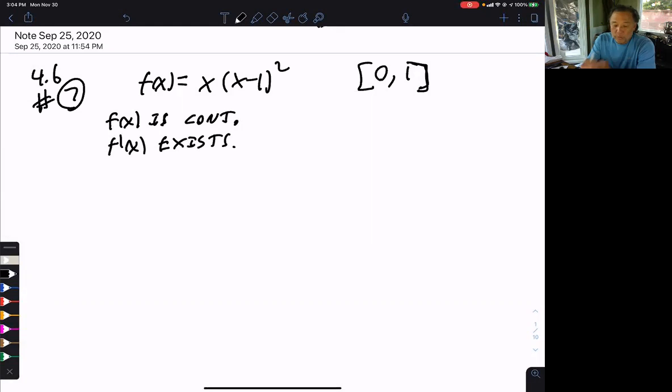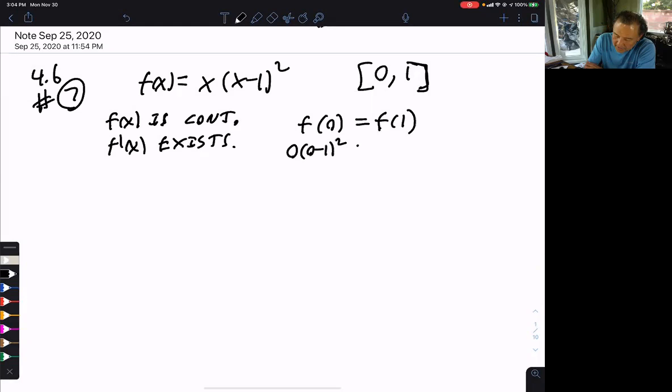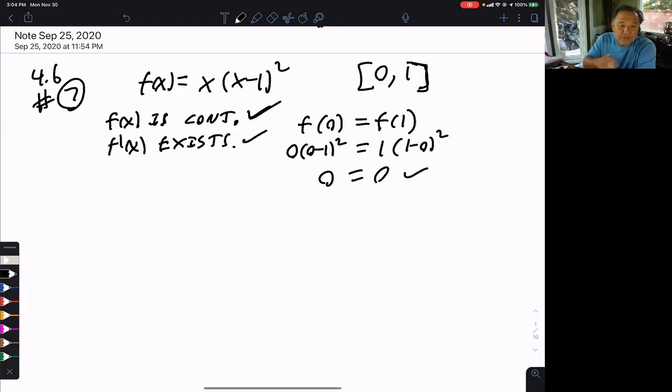The third condition for Rolle's theorem is at the endpoints, the y values must be the same. So let's plug in 0. And that must equal the same as when we plug in 1. Well, that's 0 and that's 0. So check. 3 check marks for the 3 conditions for Rolle's theorem. So if those 3 conditions are met, Rolle's theorem says that there must be a place between 0 and 1 where the derivative equals 0.